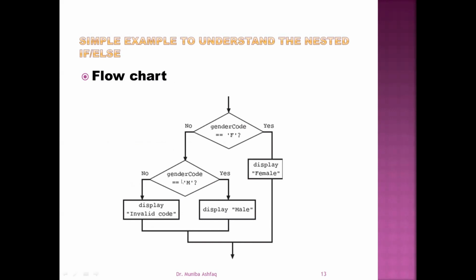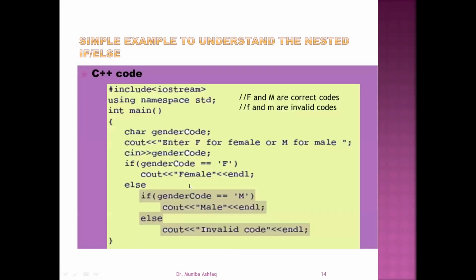And within the else part, you have another condition, whether it is male, M, or not. If it's M, then you have to display male. Else, you have to display invalid code. So you are checking all the conditions of entering these codes F, M, and if he has entered none of these codes, it means that he has entered some invalid code.